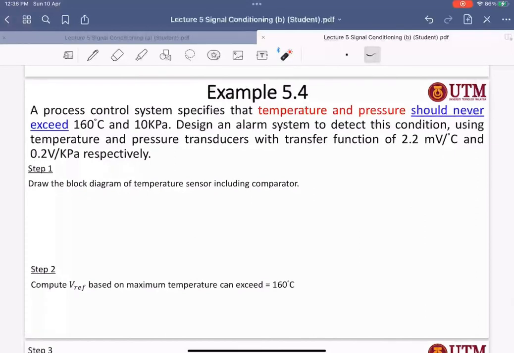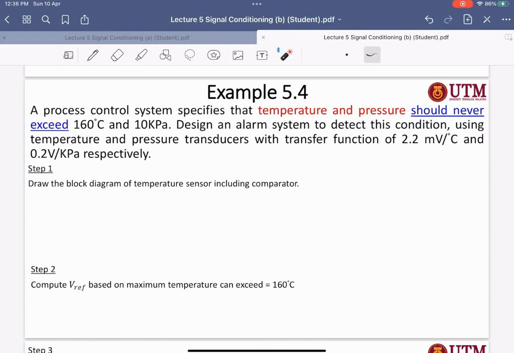Okay, a process control system specifies that temperature and pressure. You have two sensors, right? Temperature and also pressure should never exceed 160 degrees and 10 kPa. Design an alarm system to detect this condition using a temperature and pressure transducer with transfer function 2.2 mV per degree and 0.2 V per kPa. Okay, so you want to design an alarm system.